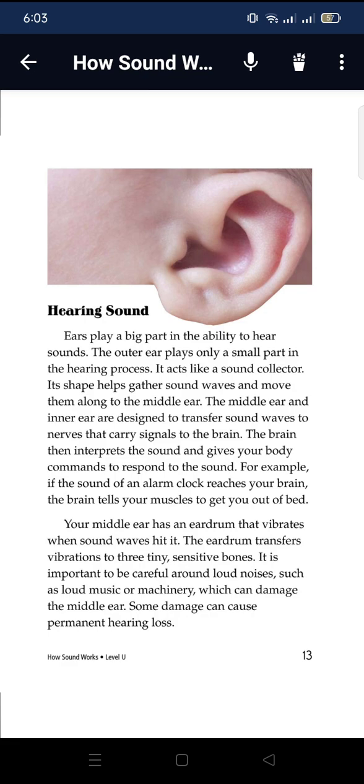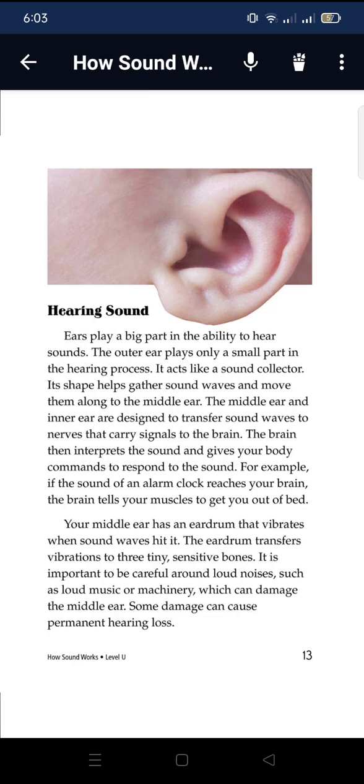Hearing sound. Ears play a big part in the ability to hear sound. The outer ear plays only a small part in the hearing process. It acts like a sound collector. Its shape gathers sound waves and moves them along to the middle ear.